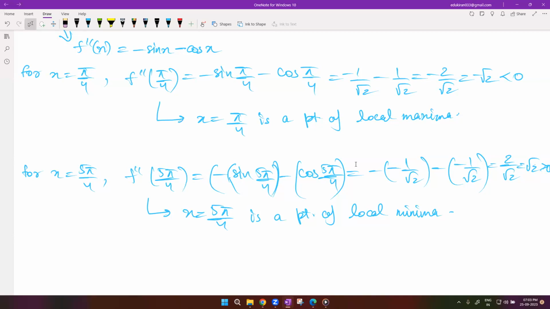If the value comes out positive, point of local minima. If the value comes out negative, point of local maxima. And if the value comes out to be 0, then point of inflection.